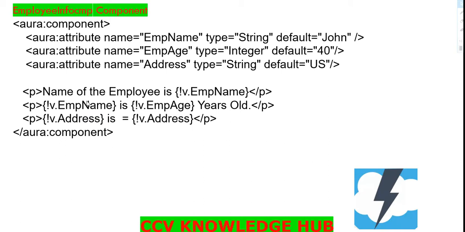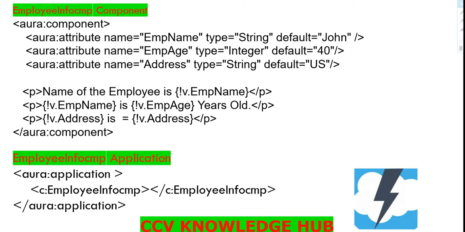Here is how I am calling it. Name of the employee is v dot employee name, then v dot employee age, v dot employee address. Same thing we will see in the application. So how to access this component in the application? This is the syntax. This is the application. As usual, c is the namespace, c colon employeeInfoCMP. So employeeInfoCMP is my component. I'll execute it in the application.